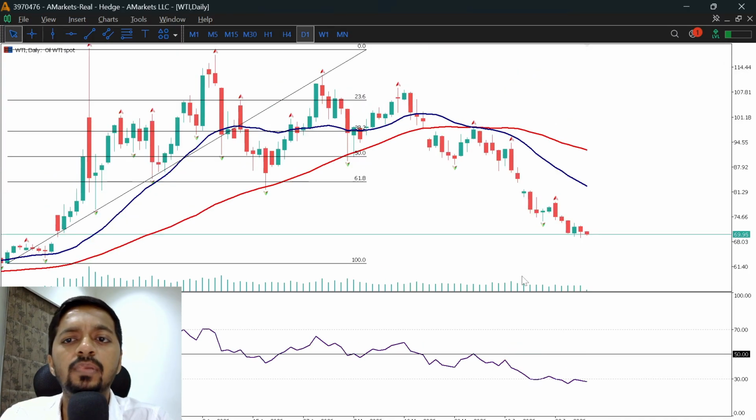So if you look at the WTI chart, it's trading below the 78.6 Fibonacci level, and it has also given a close below this level. Now we can expect further downward continuation up to the 100 Fibonacci level, which is the 63 level.